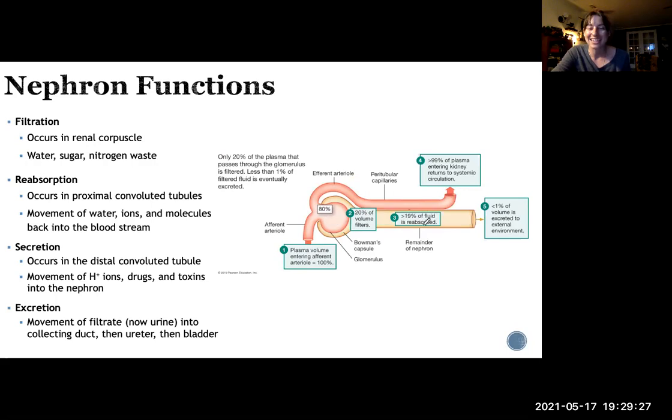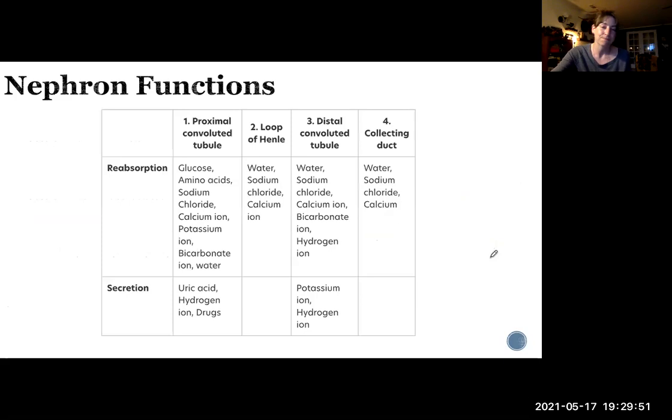About 19% of that gets reabsorbed back into the blood, which means that only about 1% of everything that gets filtered out of the glomerulus is actually excreted as urine. Very, very little. But this happens in so many nephrons, millions of nephrons in each of your kidneys, that you end up with a good amount of urine that you excrete on a daily basis.